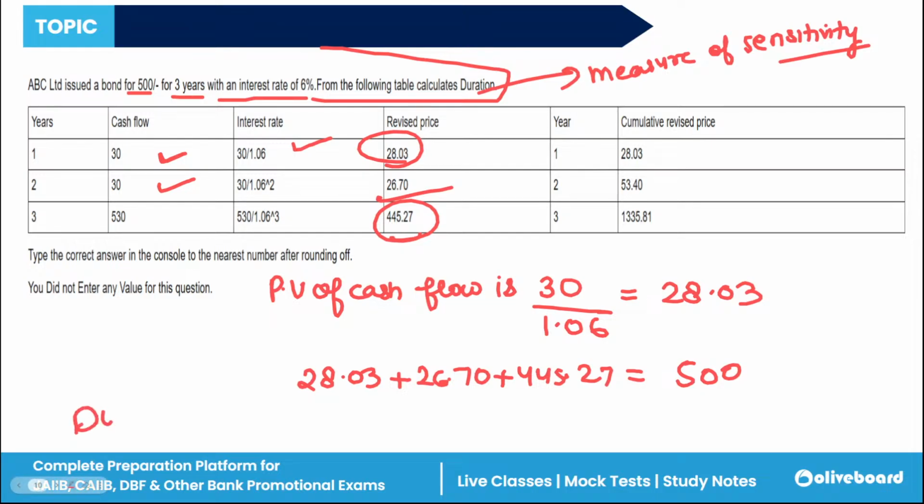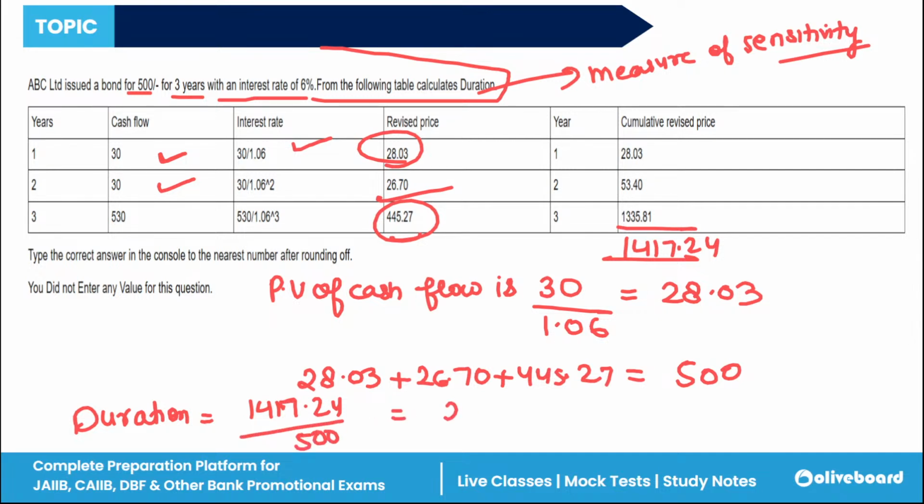So we know how to find the duration: the cumulative weighted price, adding that, 1417.24 divided by 500, equals 2.834 years. So this is the answer here. Perfect.